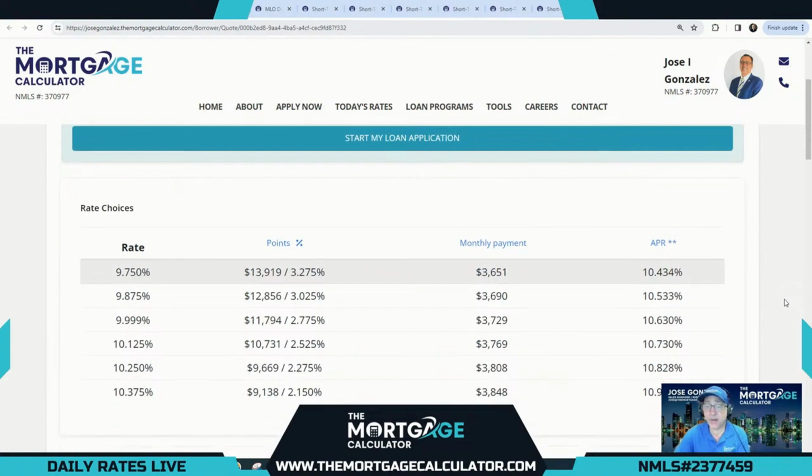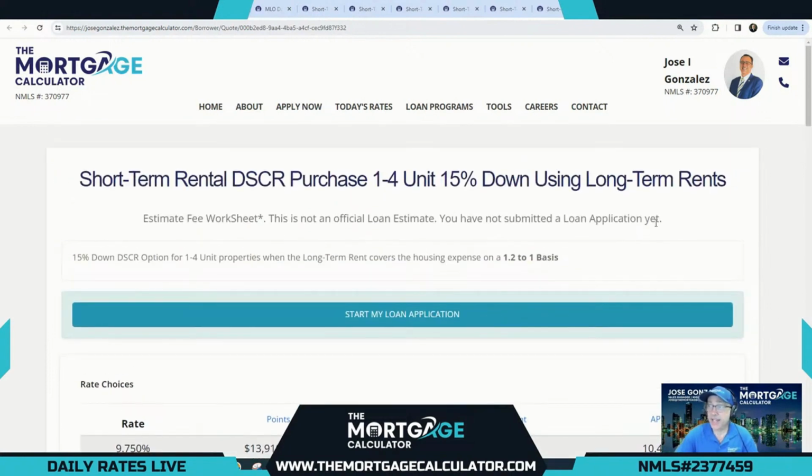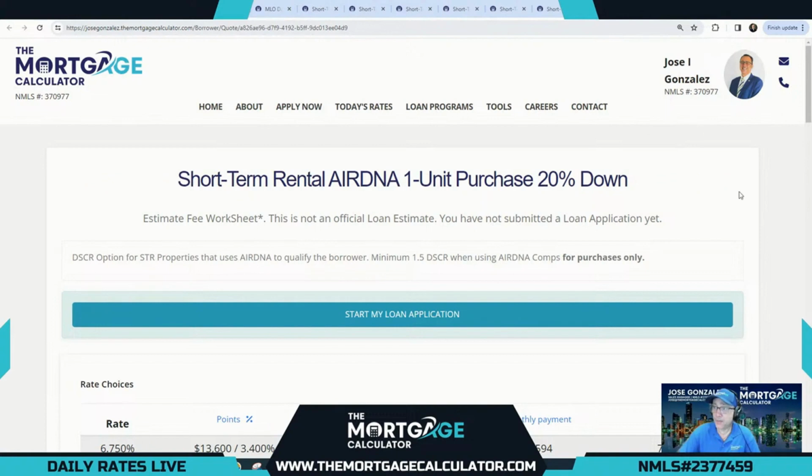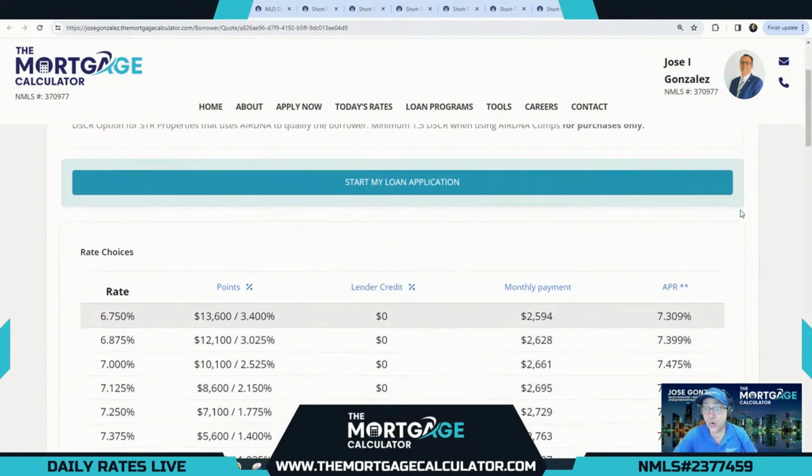So in our example here, 15% down short-term rental property, we're looking at 10.375 being our lowest cost option, 9.75 being our lowest rate option, for our maximum 85% LTV DSCR for short-term rental property. Now, this next option does allow for the use of AirDNA for this one unit property, 20% down. Again, like I mentioned, minimum of a 1.5 debt service coverage ratio when using AirDNA comps, and this is for purchases only.